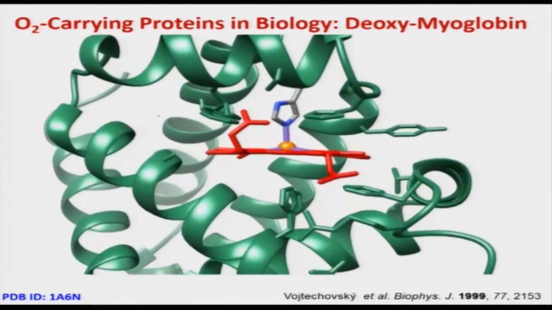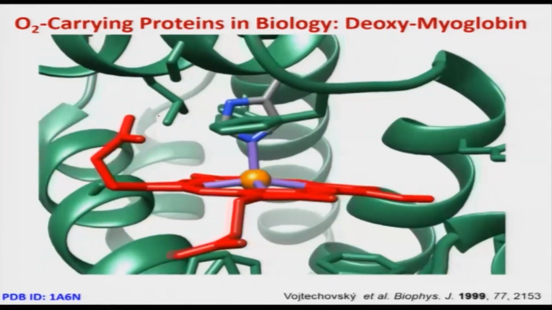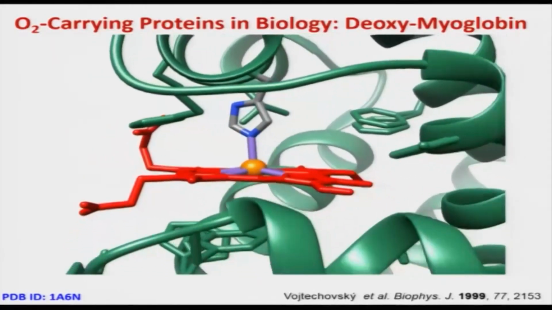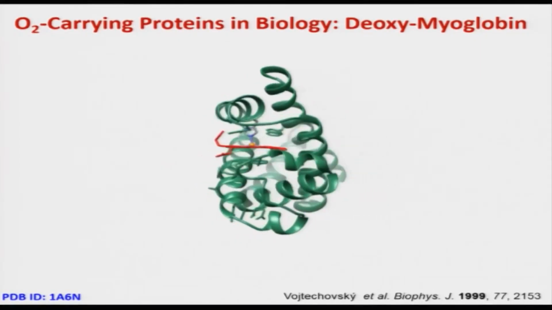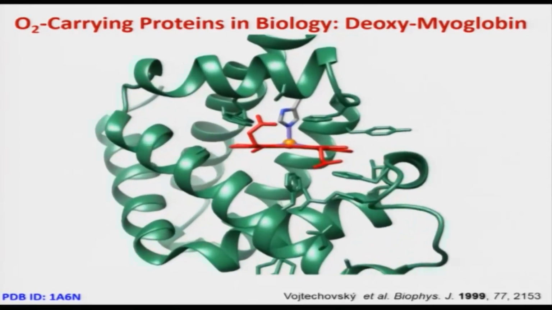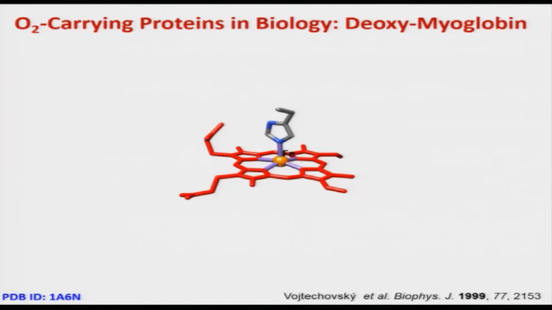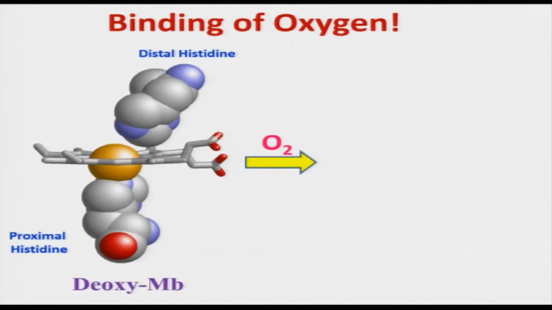Here also you see that just above this iron center there is a distal histidine, which is actually responsible for discriminating carbon monoxide and oxygen. This iron center actually binds dioxygen. Now, this binding of dioxygen is shown here. As one can see, this is the distal histidine in deoxyhemoglobin or myoglobin. The space filling model clearly shows that it is just above this iron center, although it is not ligated to the iron center because of its distance.